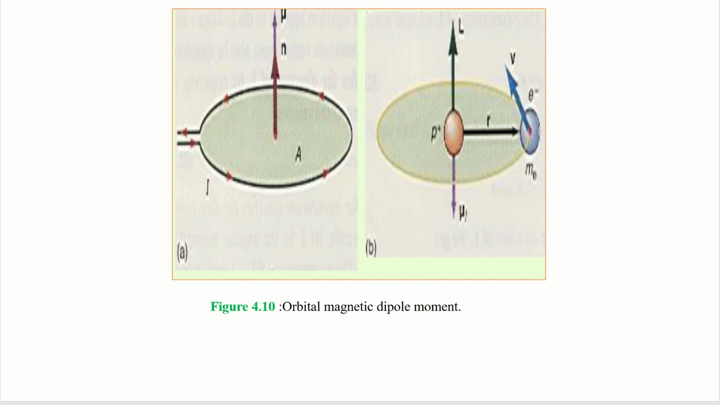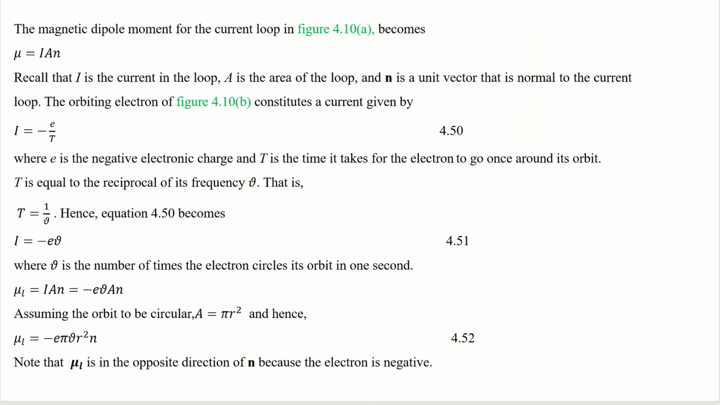As we see in this figure, 4.10A is a current loop and figure 4.10B is an electron orbiting in the hydrogen atom. And the magnetic dipole moment for the current loop, denoted by mu, is equal to I A n, where I is the current in the loop, A is the area of the loop, and n is the unit vector.